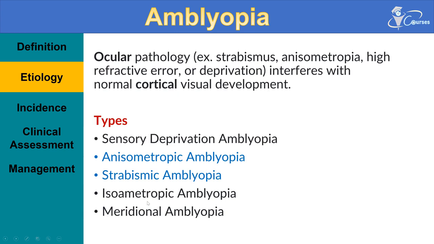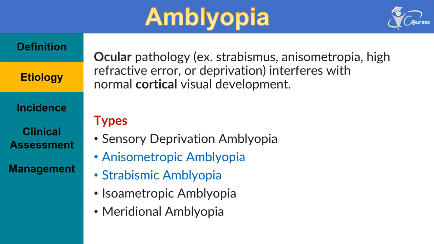There is another kind, which is less common, which is isoametropic amblyopia, which I just mentioned will be due to bilateral error of refraction, high error of refraction in both eyes. And there could be a meridional amblyopia, which will result in amblyopia in a specific meridian, which happens in case of high astigmatism.